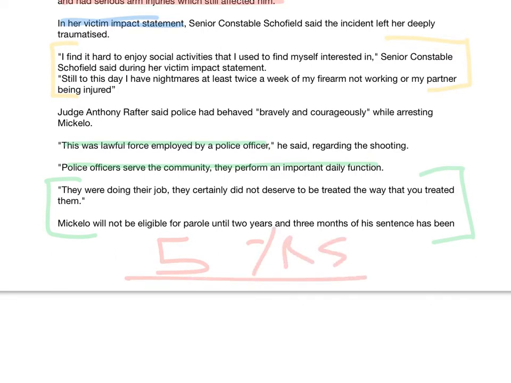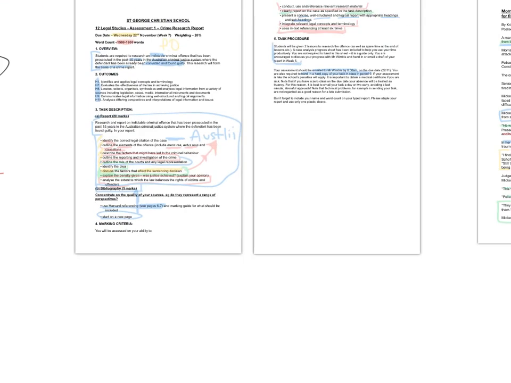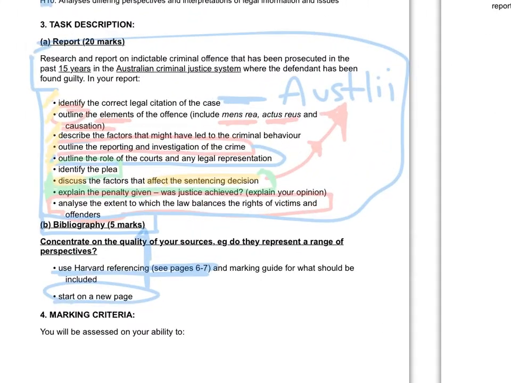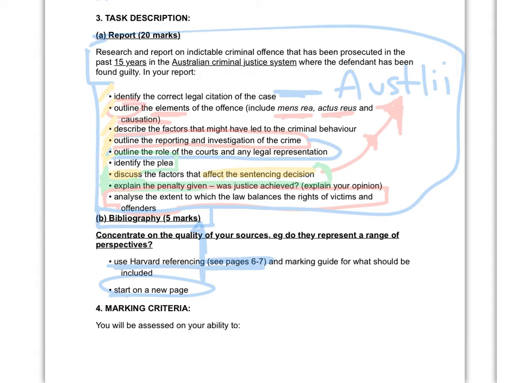So, if I'm doing this as a report, I'm going to sit through and think through each of these cases. R versus Mikolo, February 2017. Outline the elements of the offence, include mens rea. So you'd talk about the motive. Obviously, domestic disturbance. Mr. Mikolo is very angry. He doesn't want to be arrested. He gets violent. Actus reus, we've got both officers being able to prove that he did it. Causation, yes, this caused the injuries to Officer Jarman, etc.